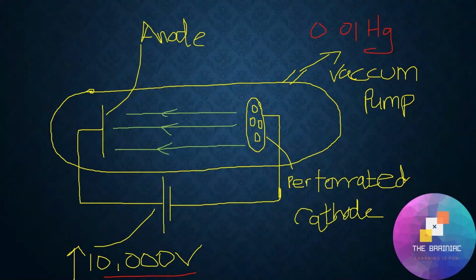What he started to observe was, from the middle of the tube, there were some red colored glowing particles which started flowing towards the cathode. And then, they went through the perforated holes and gave a glow at this point.